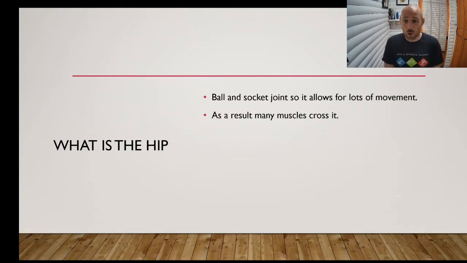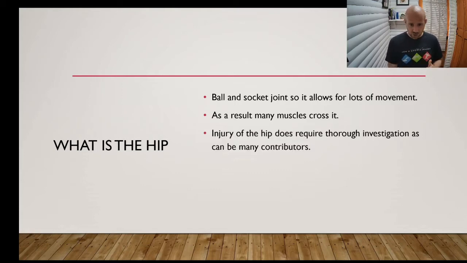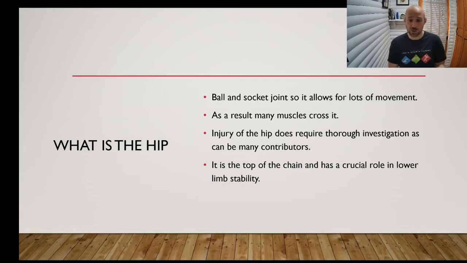So what is the hip? Well, the hip is a ball and socket joint. What that means is we have a ball at the top of our leg bone and a socket in the hip pelvis area that creates this ball and socket joint. Ball and socket joints are great because they allow the most amount of movement. So we have lots of movement at the hip joint. But in order to create this movement, lots of muscles cross the hip joint. What that can mean is that it's a slightly more complicated joint and there are more areas that can cause potential dysfunction. So injuries of the hip require very thorough investigation because there are many things that can be contributing to it because of the multiple muscles that cross it.